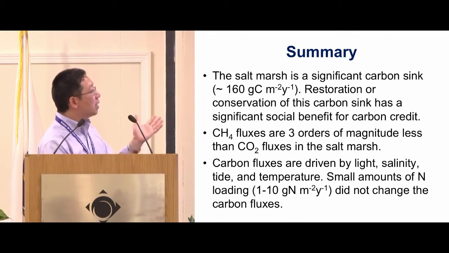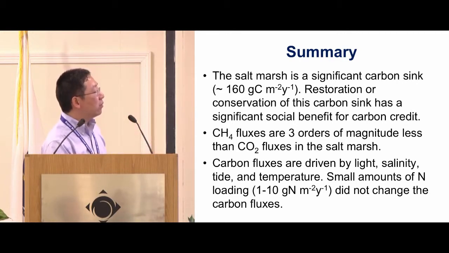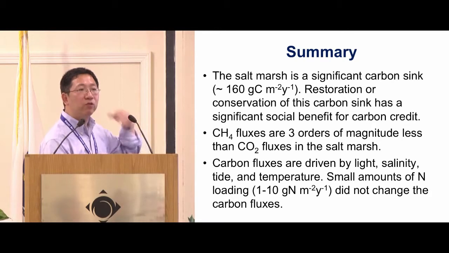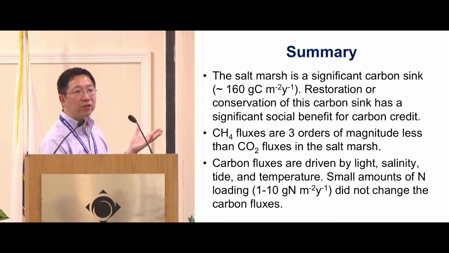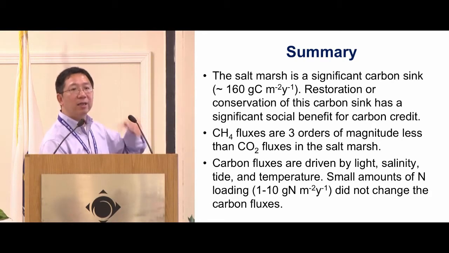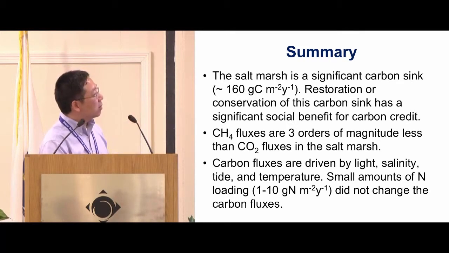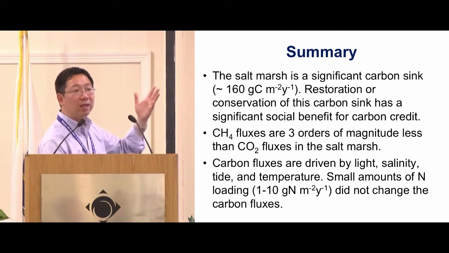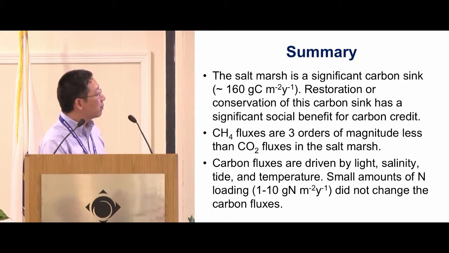And the methane flux in this saltmarsh is about 3 orders of magnitude smaller than the CO2 fluxes, primarily driven by the salinity in the saltmarsh. If you go to a fresh wetland, the methane flux will be dramatically increased. But in this case, it's about 3 orders less. Even when we calculate the global warming potential, multiplying by 30, it is still small for the methane.